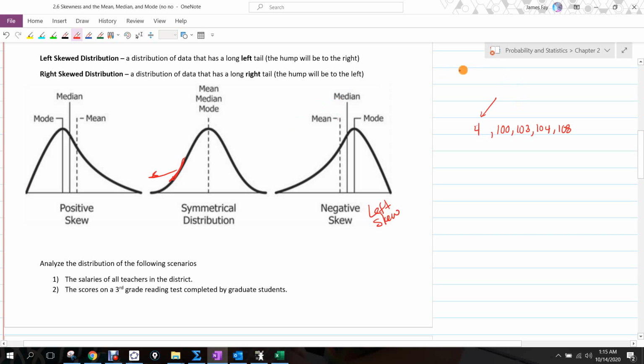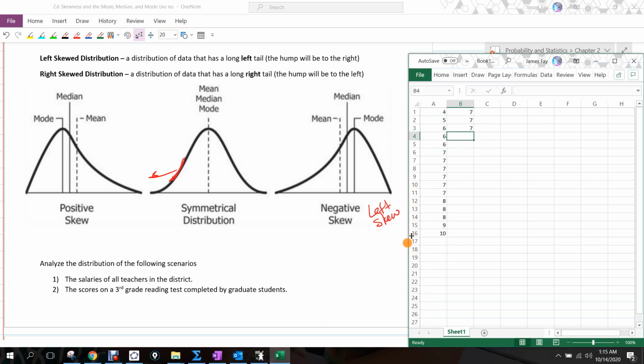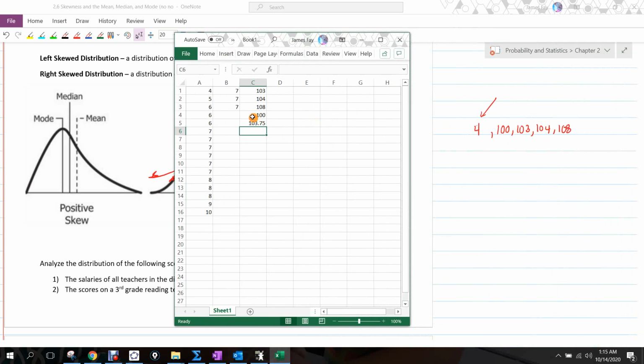Okay, so if I were to do the average of these 4 numbers, 100, 103, 104, 108, I take the average of those, C1 through C4, and it gives me 103.75. So you see there, with just using those 4 numbers, my average is representative of that data.